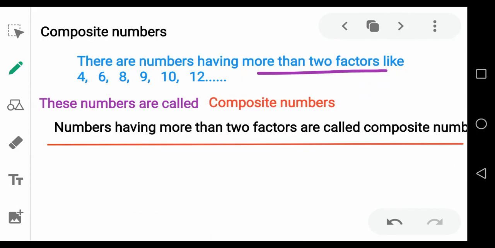Such numbers are called composite numbers. Numbers having more than 2 factors are called composite numbers. Okay, so prime numbers and composite numbers.